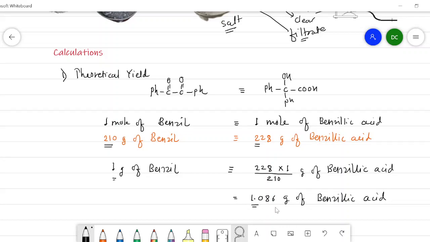But in our laboratory we cannot have an ideal condition or standard condition, so the weight of the benzilic acid which we have got after the filtration is less than 1.086 if you take 1 gram. All the students should keep in mind that the weight of crude product should be less than the theoretical yield. Now we will see the percentage practical yield.